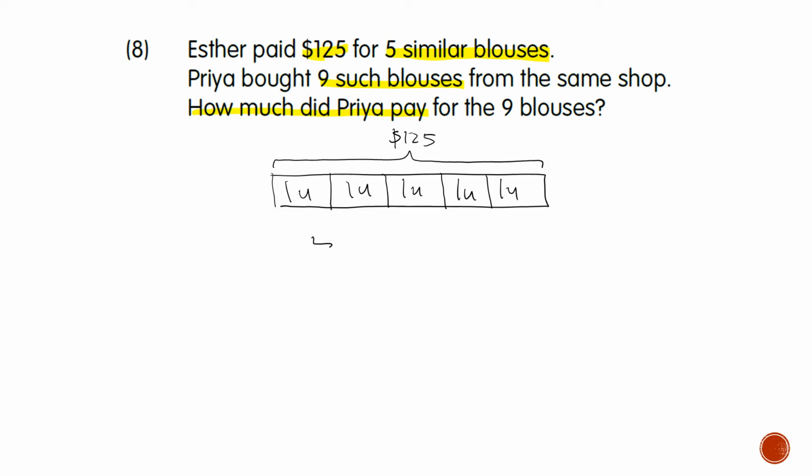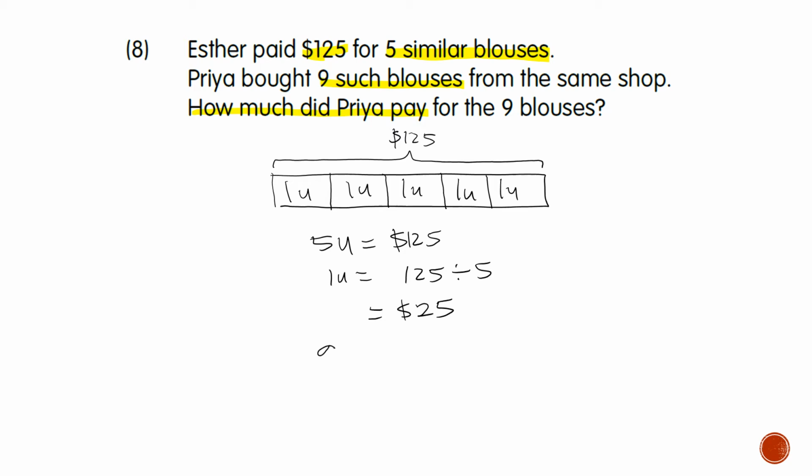Okay, so let's see how much a blouse costs. 5 units equals $125. So 1 unit equals 125 divided by 5, and that's actually $25. Again, you have to work this out yourself. I am doing this as a solution. So you have to work out the division yourself. Okay, so one blouse costs $25.